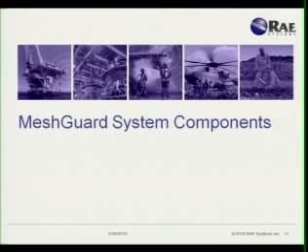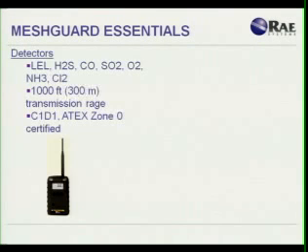Okay, so we'll talk a little bit more about the existing system components before we get into the new stuff. So essentially the essentials. So we have the detectors. Currently we have 7 flavors of sensors. We have LEL, H2S, CO, SO2, oxygen, ammonia, and chlorine. So those are currently the sensors we have available. We have others in the pipeline at your request. Our customer base has been asking us for other sensors as well, so we are actively pursuing the sensors on our customers' behalf. Again, the 1,000-foot transmission range, and again, the Class 1 Div 1 ATEX Zone 0 certified detectors.